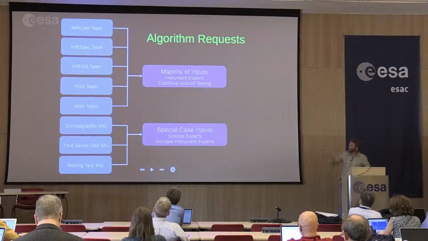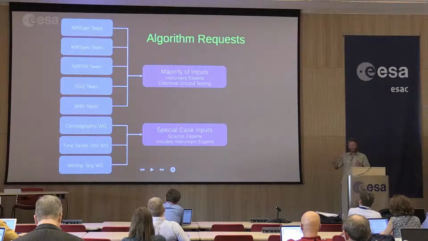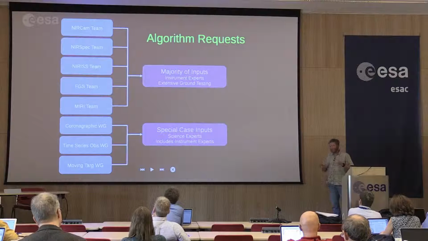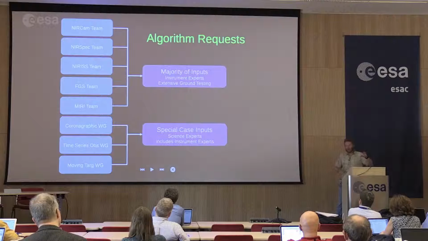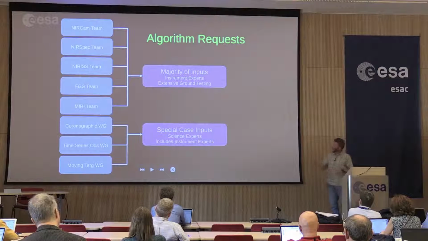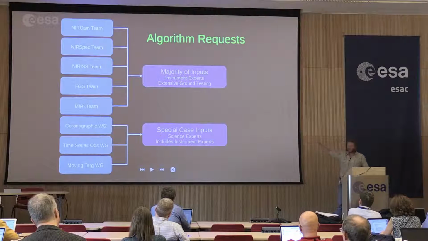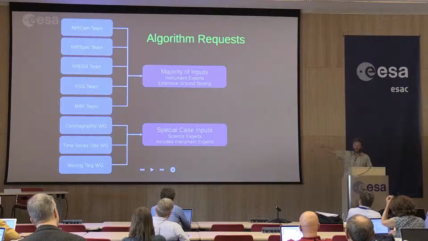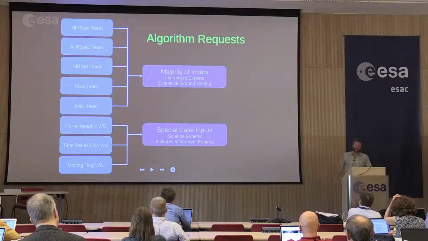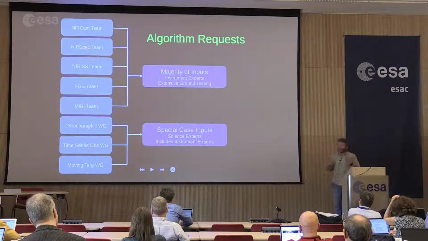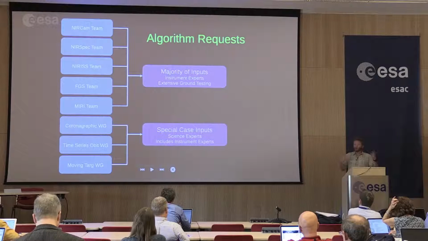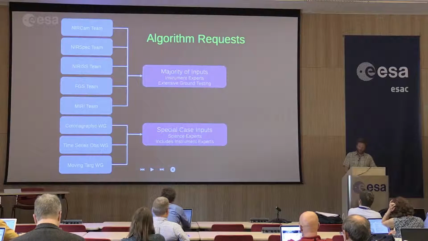There are 3 special case inputs that we get for these kinds of observations: coronagraphy, time series, and moving targets. We realized these were specific science cases that needed expertise from the instrument teams as well as some external expertise. And so these working groups were constituted. And the instrument team said, yes, get your inputs from these working groups. And they're members of these working groups. And so that's where all the input comes into the institute: here are all the requests for how we should reduce the data.